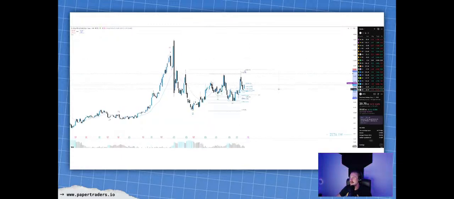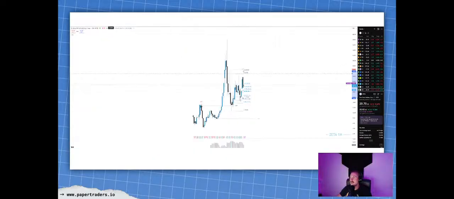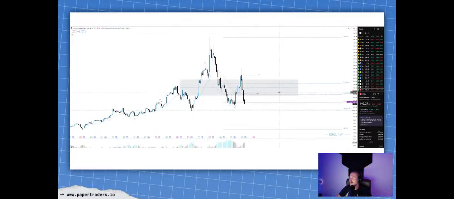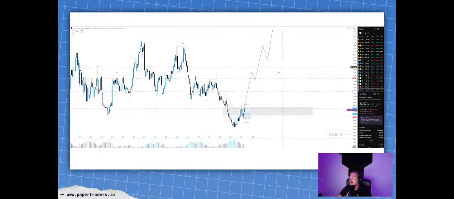Zeta, I don't know, whatever you want to call it. Zeta monthly looking interesting here. Weekly, I like above that 200 EMA. Oracle continues on going. Previous monthly low sweep. Maybe we need a little quarterly sweep.